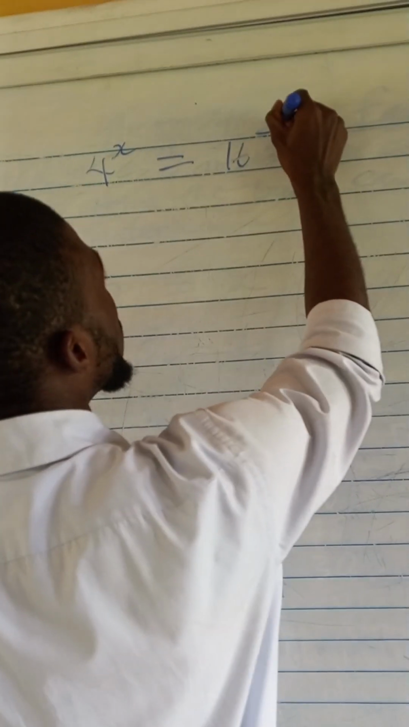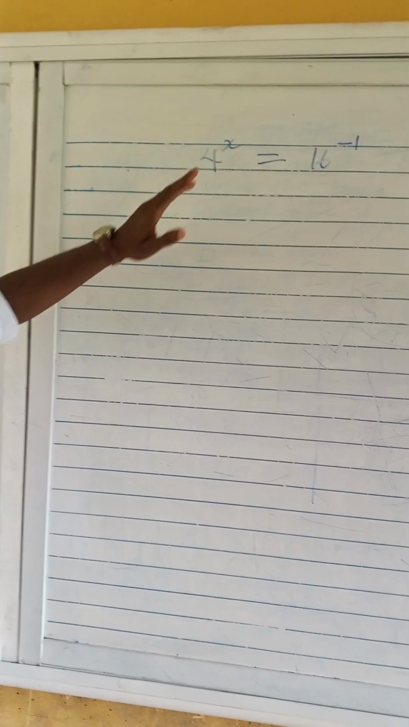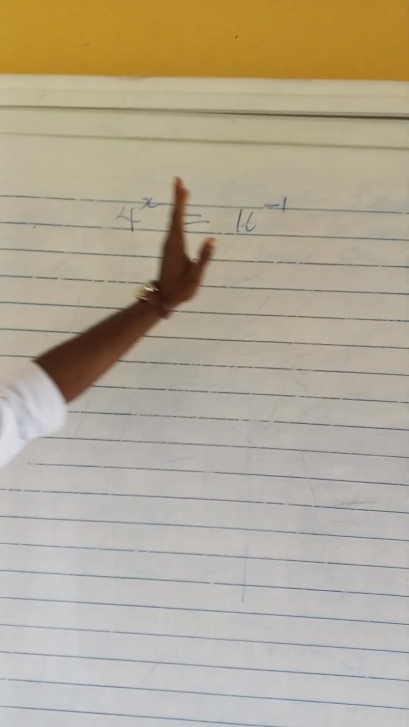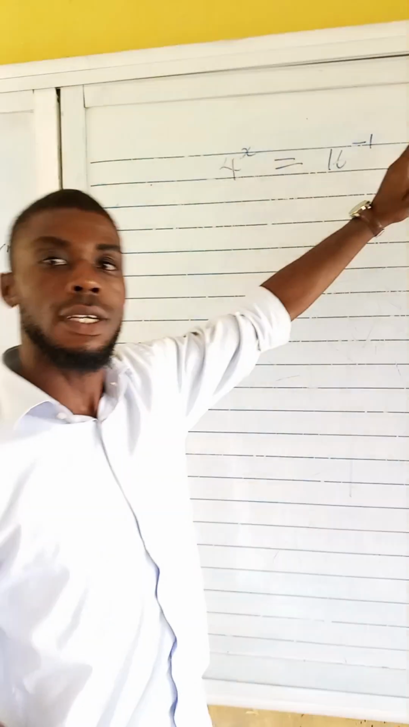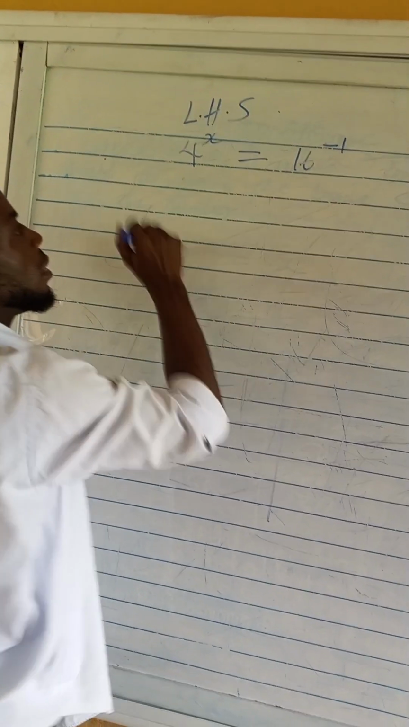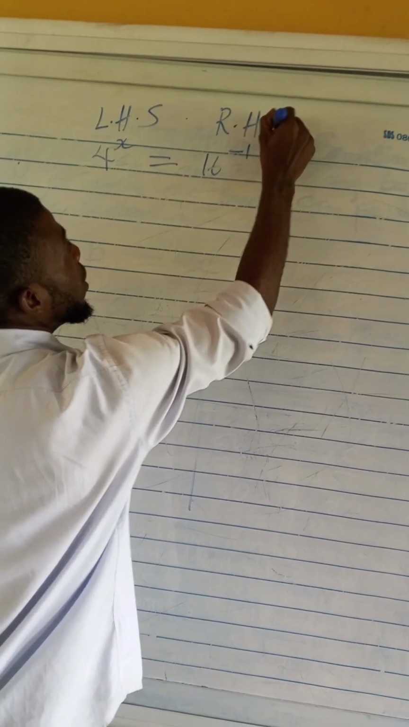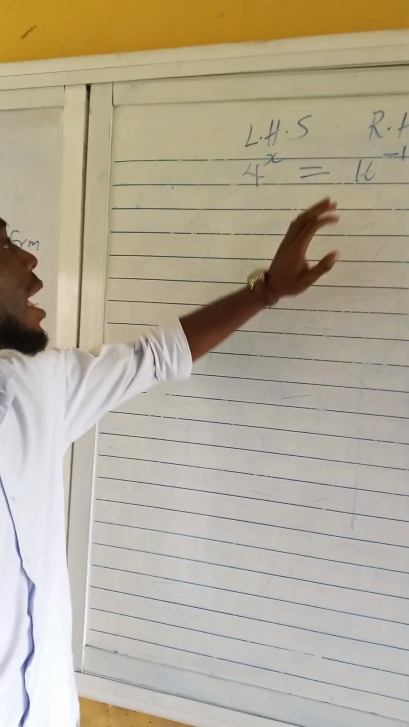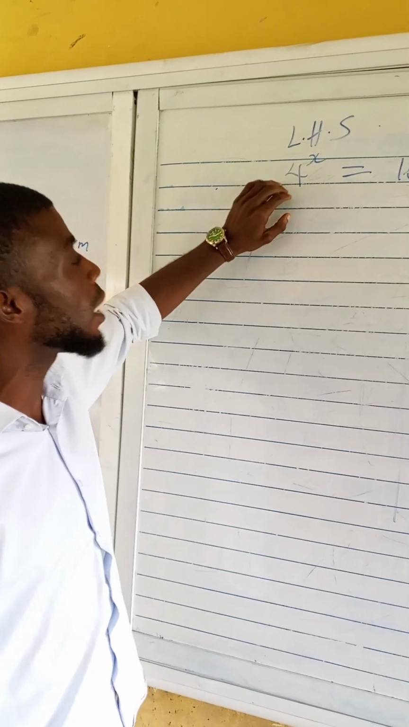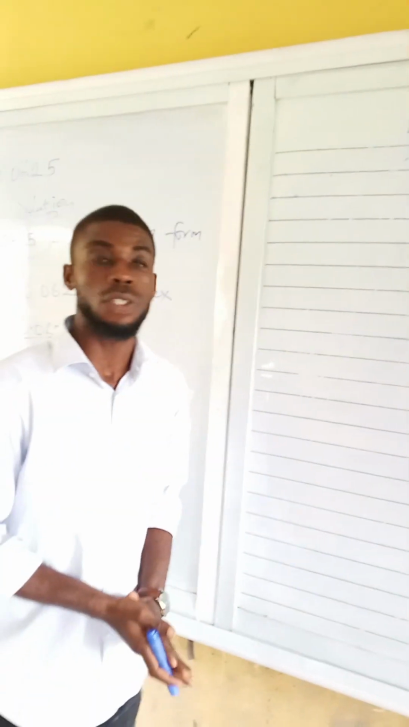This is actually 4 raised to the power x, which is now equal to 16 raised to the power of what? Minus 1. I'm going to ask myself a simple question. This is what? An equation. Equation simply means that whatever is on the left hand side is exactly the same as what you are seeing on the right hand side. Now on my left hand side, I'm having 4 raised to the power x. On my right hand side, I'm also having 16 raised to the power minus 1. I will ask myself a simple question. Can I express both the base of the left hand side and the base of the right hand side to have a common base? If yes, that means we are closer to our solution.